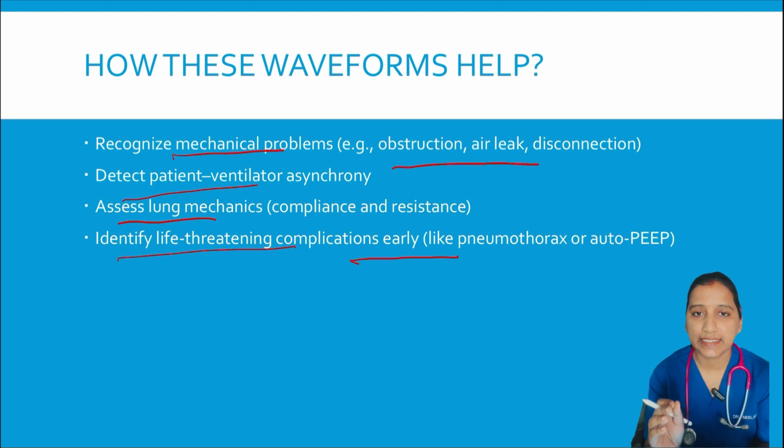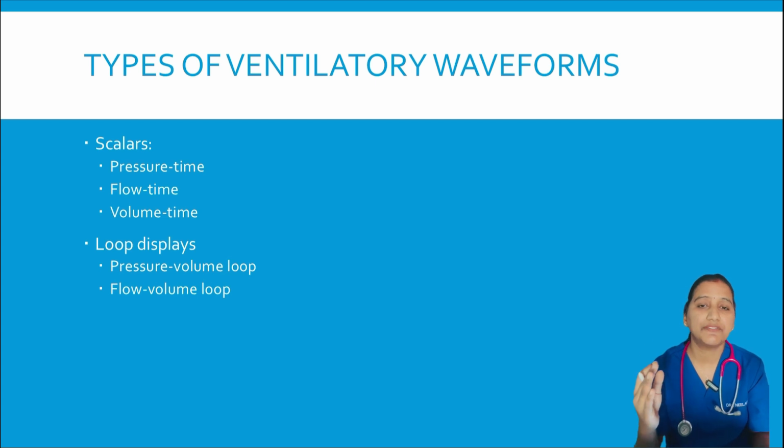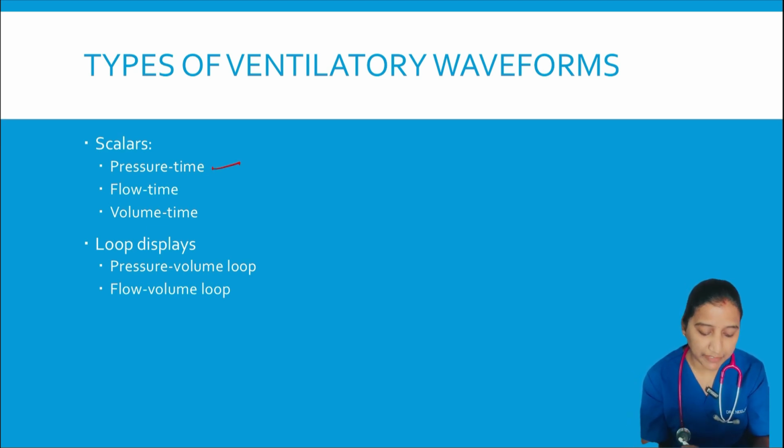So let's understand these. These ventilator waveforms are termed scalars, which we see on the ventilator screen. Scalars on conventional mechanical ventilators are representations of specific respiratory parameters over time. The three scalars that we commonly visualize are volume, pressure, and flow, plotted on the vertical y-axis against time plotted on the horizontal x-axis. So these are the three scalars that we see, that is pressure-time, flow-time, and volume-time. Today we'll be discussing in detail the scalars.